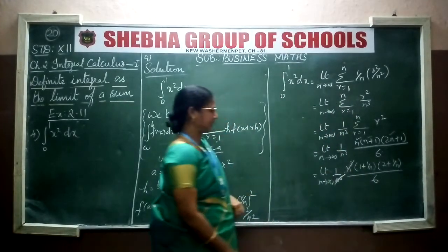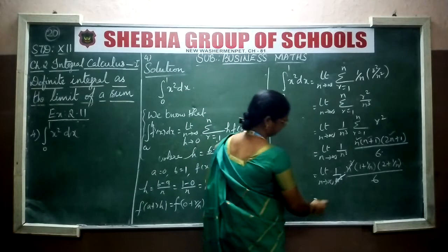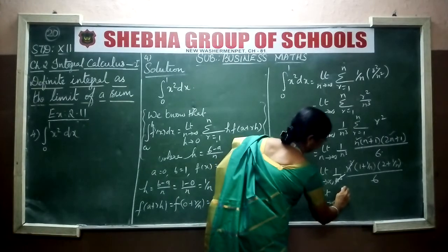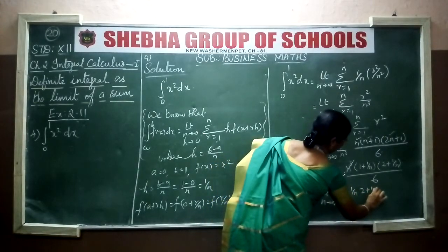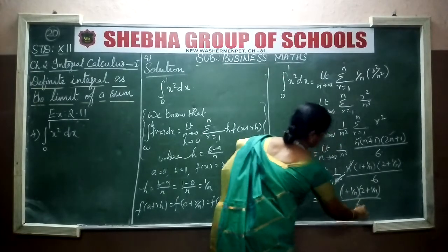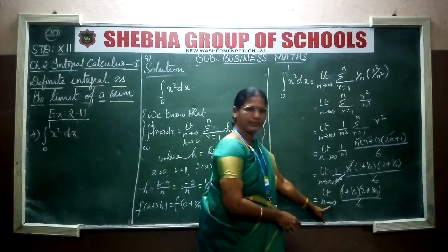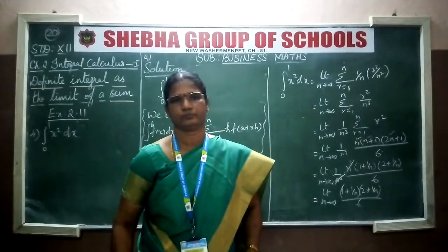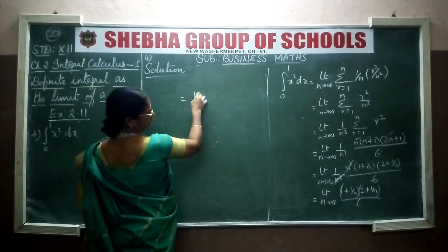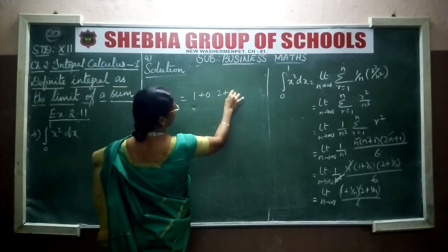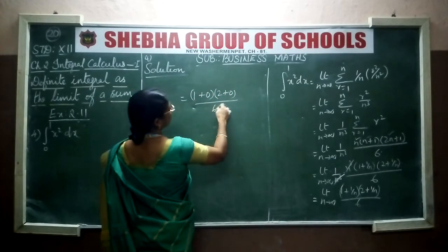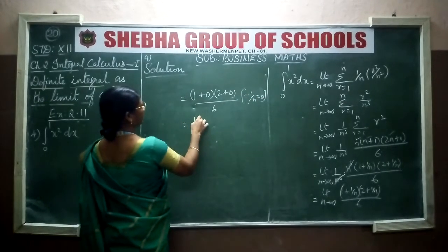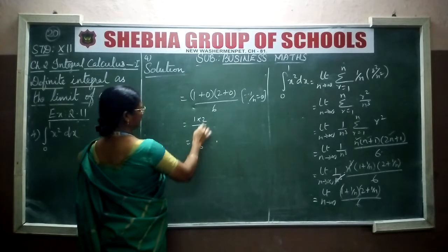Now n cube gets cancelled. Substituting n is equal to infinity, so n tends to infinity, 1 plus 1 by n, 2 plus 1 by n, divided by 6. Now substituting for n infinity, 1 by n equal to 0. So this is equal to 1 plus 0 into 2 plus 0 by 6, since 1 by n is 0. So you get 1 into 2 by 6, 1 by 3.